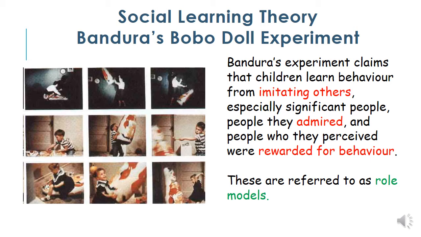Then we looked at nurture, okay? So this is a theory where Bandura believes that children learn not from the genetics, but more so from what they've seen in their environment. He believes that children learn behaviour from imitating others, especially significant people. So significant people can be someone they admire. Also, he believes that children act in regards to be rewarded for the behaviour. So we'll go into that a little bit further.